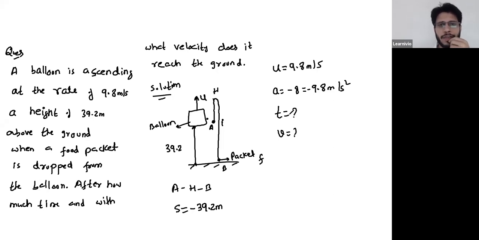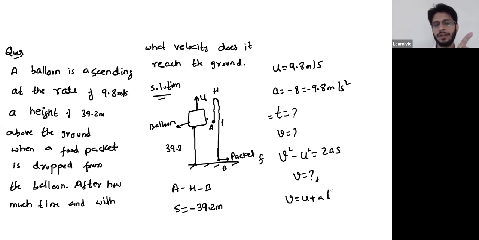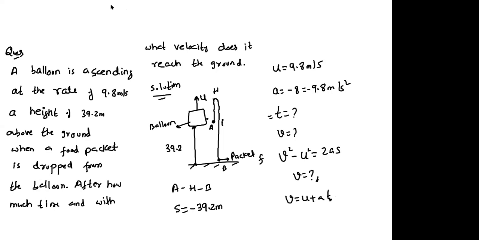To calculate V or to calculate T, I can use these equations as is known. Let's first use this equation: V squared minus U squared is 2ax. Use this equation and get the value of V. Once you get the value of V, substitute this V in this particular equation, V equals U plus at, and get the value of T. Calculate these two values and report your answer in the chat room.